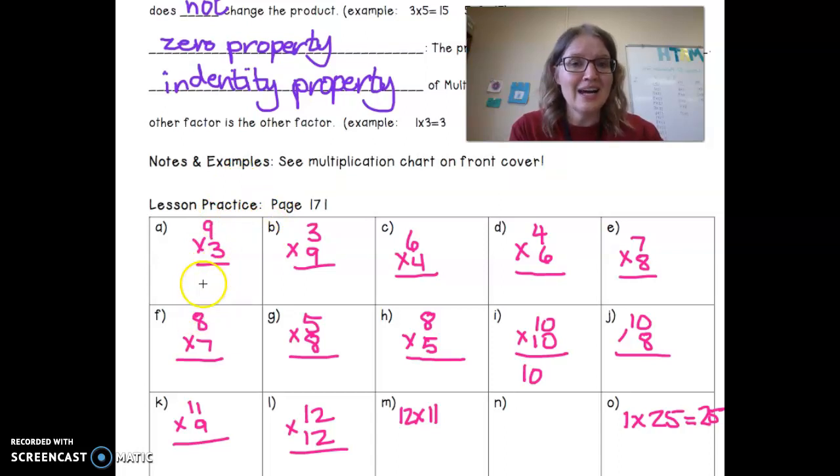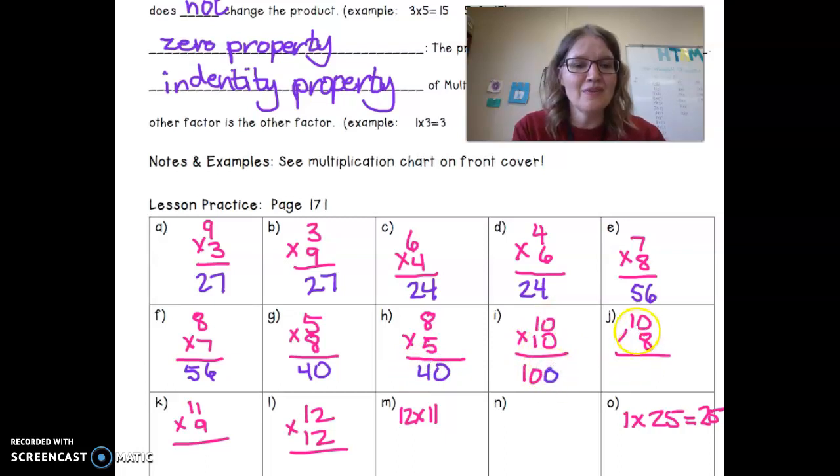Our first one, 9 times 3 is 27. 3 times 9, same thing, 27. Good old commutative property of multiplication. 6 times 4 is 24. 4 times 6 is 24. 7 times 8 is 56. And we know that 8 times 7 is the same, 56. 5 times 8 is 40. And 8 times 5, still 40. 10 times 10 is 100.